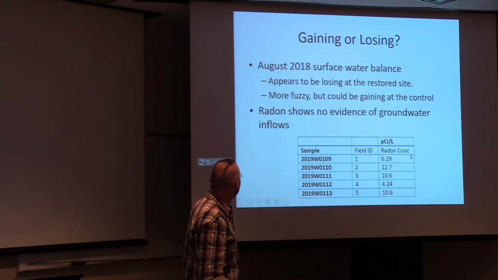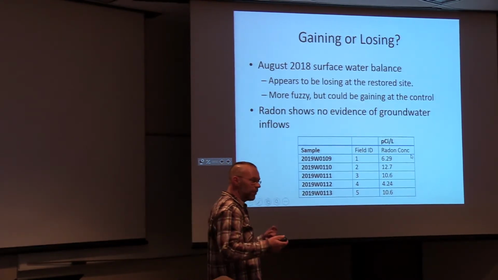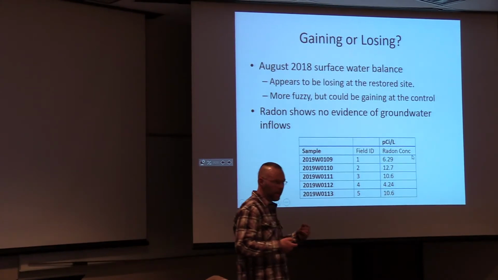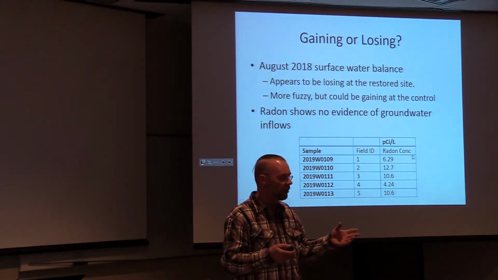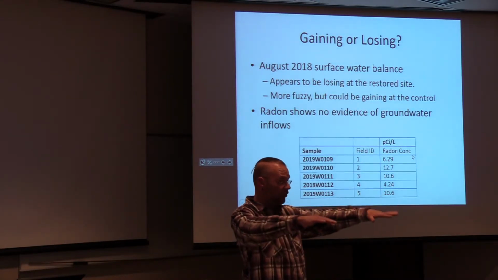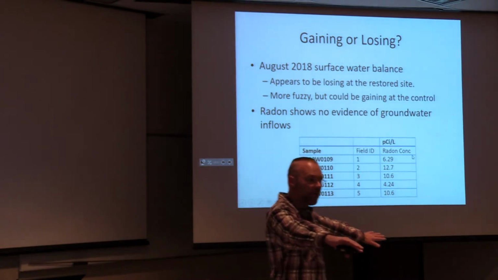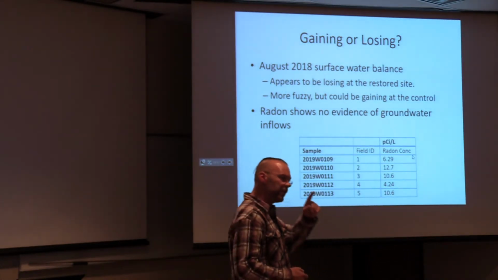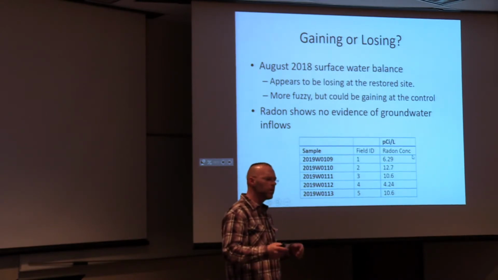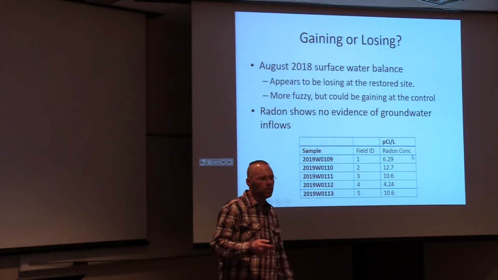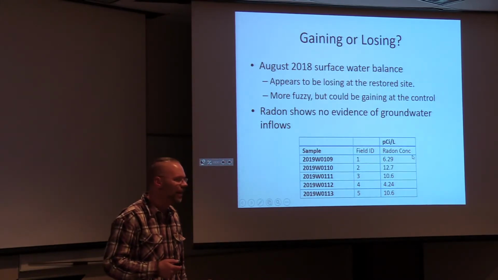Gaining or losing, we did a surface water balance. Those are sometimes tricky to tell if a site is gaining or losing, but in general we think it's a losing system down at the restored site, possibly because things are pooled up and the surface water is flowing into the groundwater. And it's more hazy up higher on the control where there hasn't been restoration, but we think there might be gaining. But next time we give a talk and we have more data, that could change.